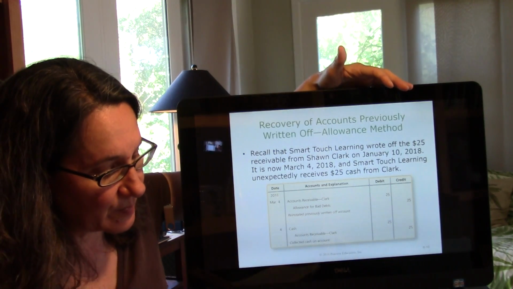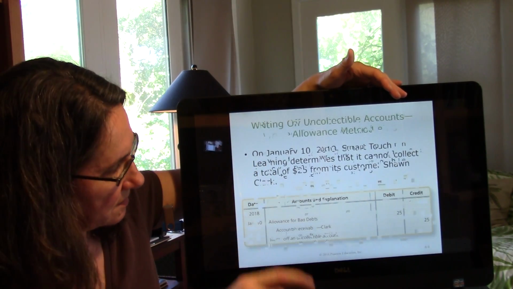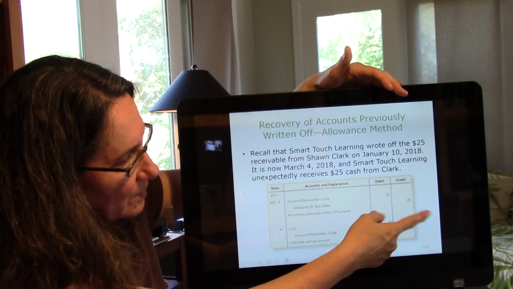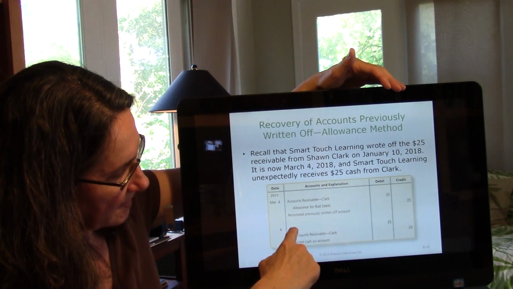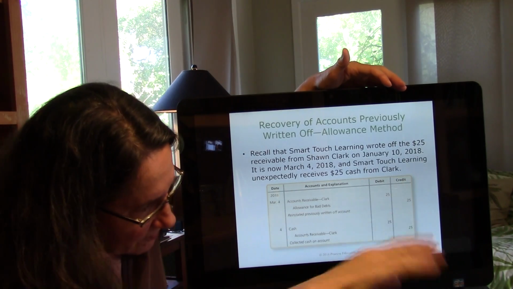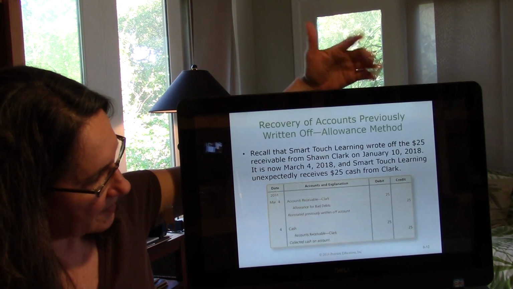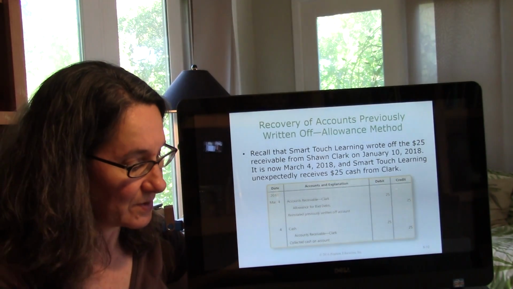So you just flip. Just flipping that, putting it back on the books. Account receivable, debit 25, allowance for bad debts, credit 25. Cash received, debit, accounts receivable paid off, credit. So that's all we do, is we put it back on, then accept the payment. That's pretty much it.